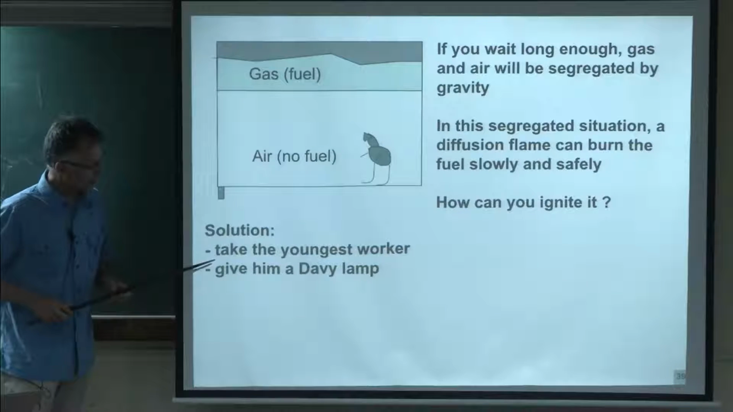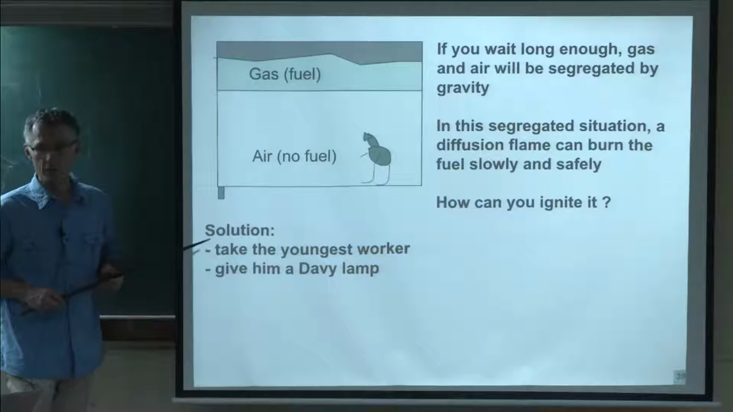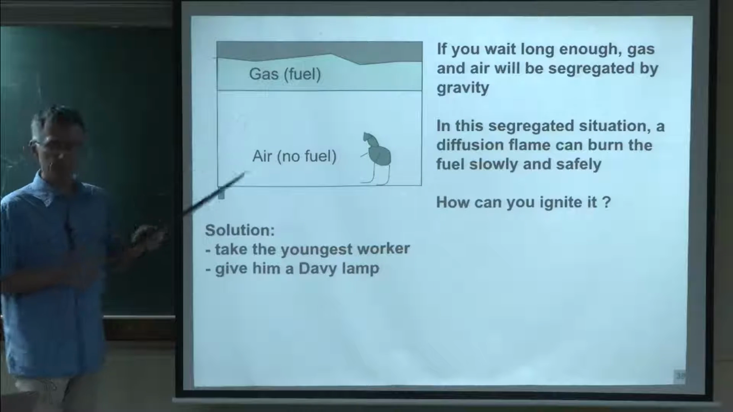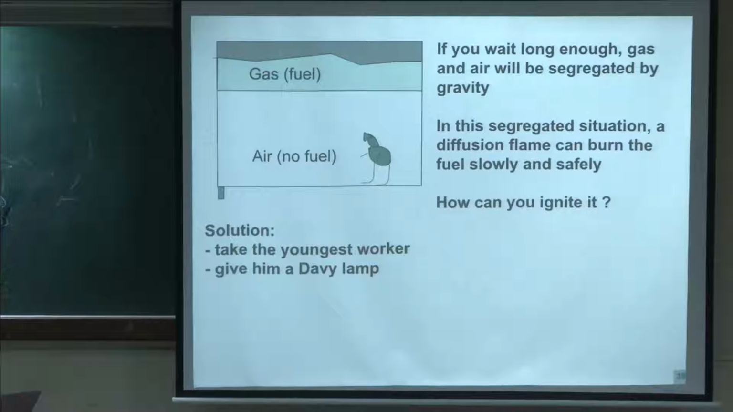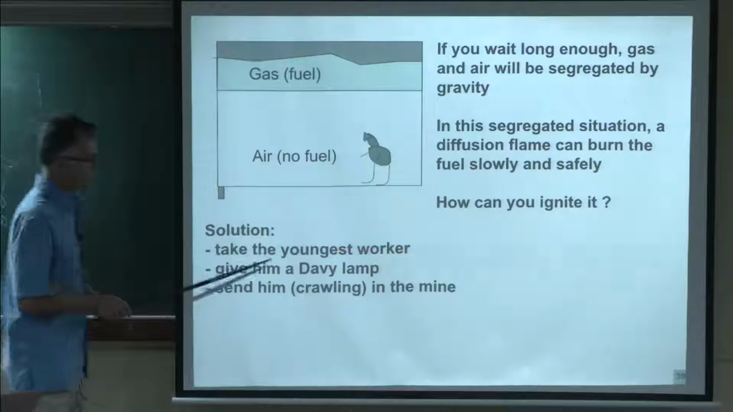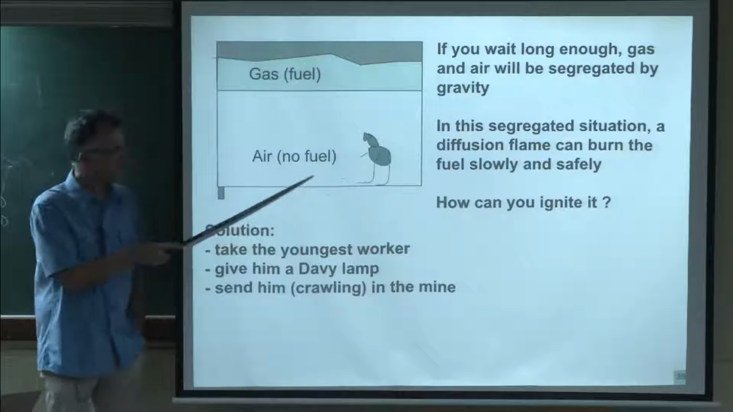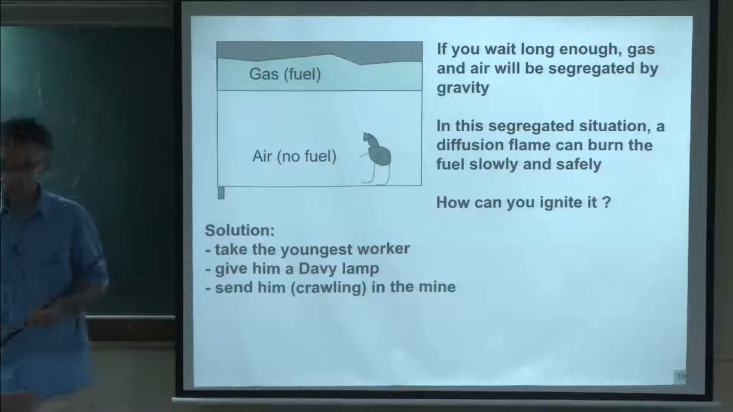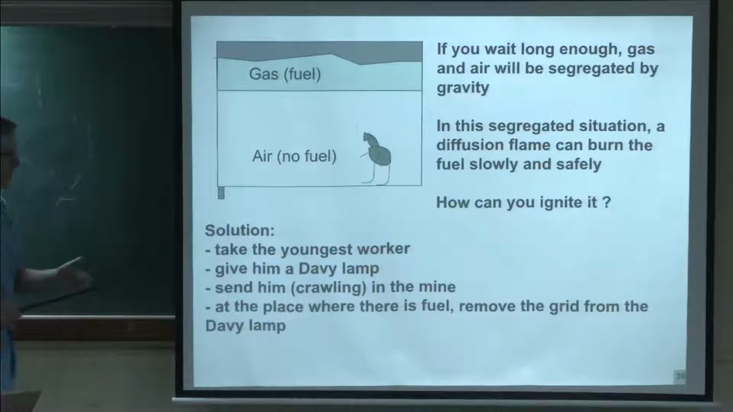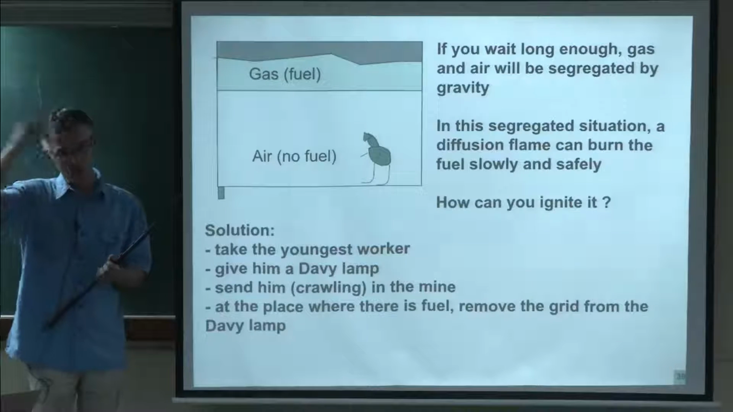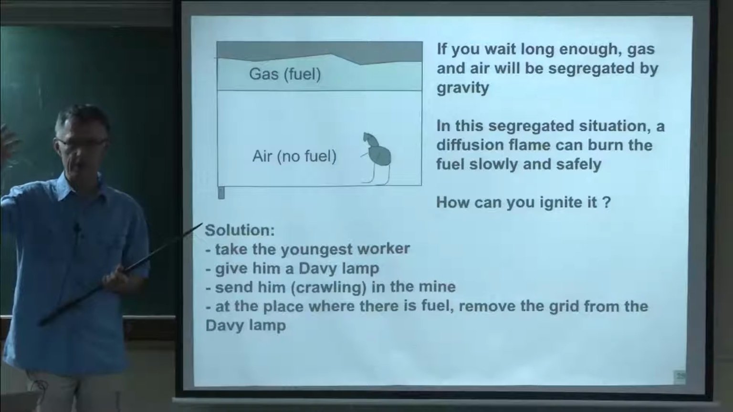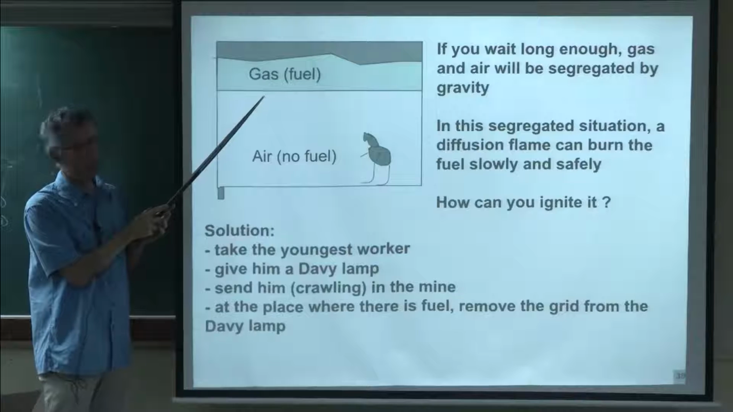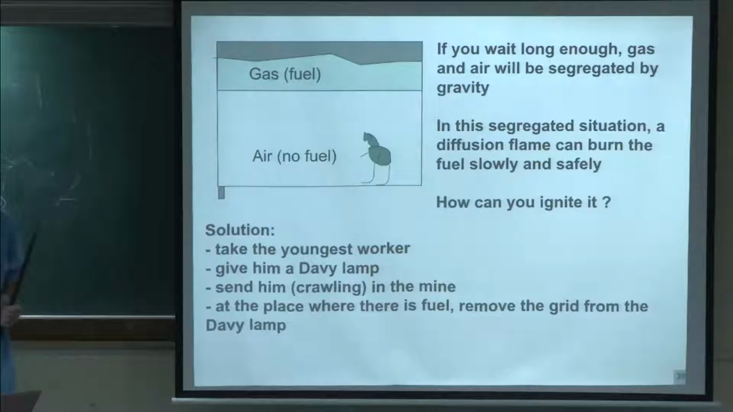And the first thing you do also, you wait a few hours so that the methane goes up, and so that you really are in a segregated situation. So the guy then goes into the mine. Usually he has to crawl. Why does he crawl? Because at the bottom of the mine there is less fuel. So he crawls there with his lamp. He goes to the place where people have said, okay, this is the place where there is fuel. Then he removes the grid from the lamp so that the flame can get out. And then you raise your hand.